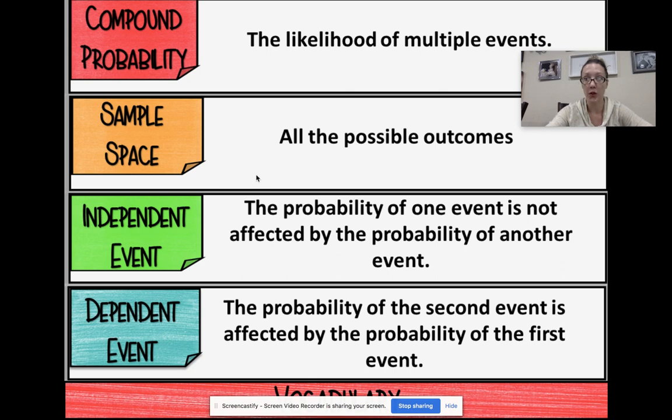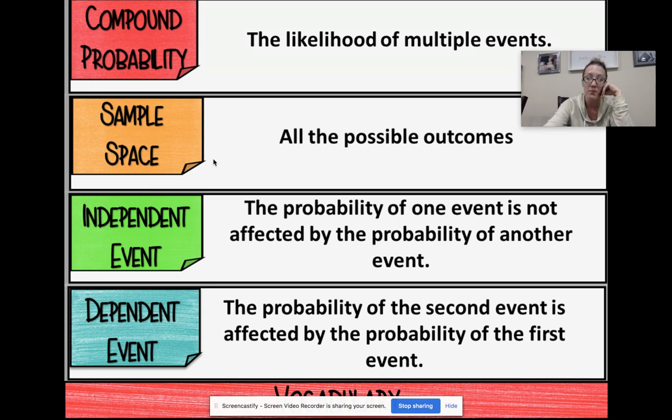So today we're going to be talking about probability with compound events. Just running over a little bit of the vocabulary for you. A compound event or compound probability is the likelihood of multiple events. So it's when you're doing more than one thing at once, right? So maybe flipping a coin 2 times or spinning a spinner and flipping a coin. Sample space, obviously, it's all the possible outcomes, but it's going to look a little bit different with this.